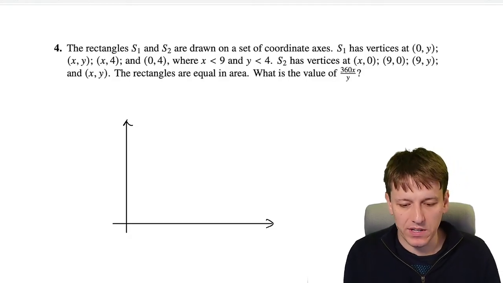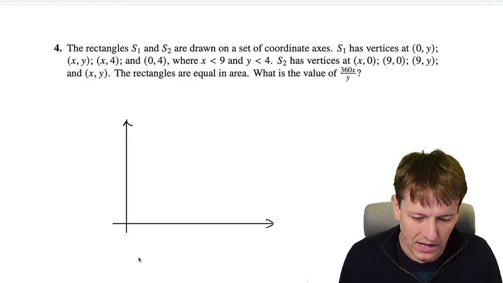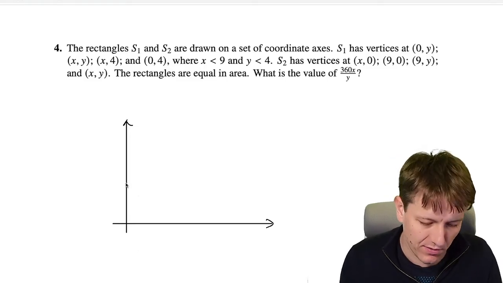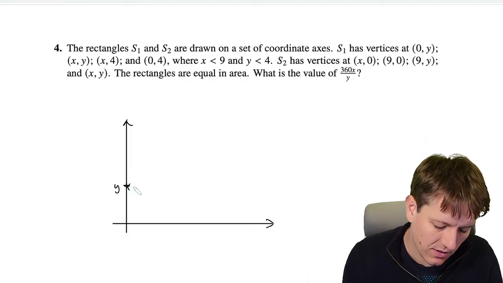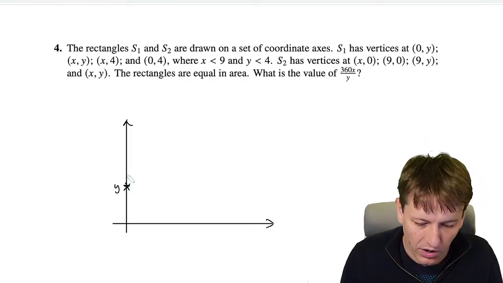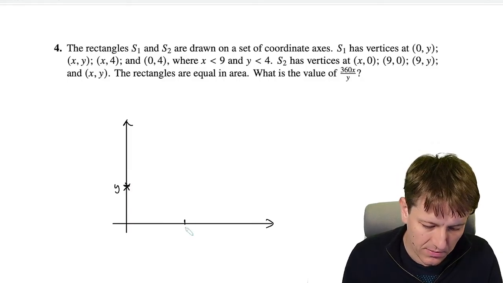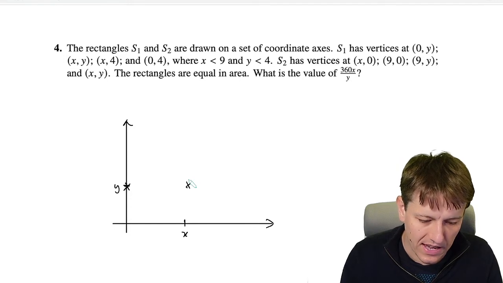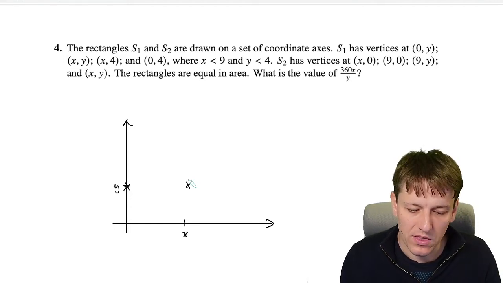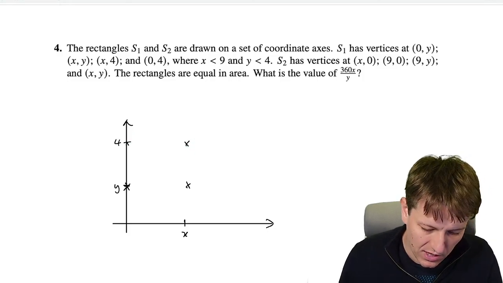Right, so let's draw a diagram for this one. We've got rectangles S1 and S2. S1 has vertices at 0, y, and y is going to be less than 4, so I'm going to put y somewhere here, so that's one point there at 0, y, and then also at x, y, so let's make x a point here, and then also at x, 4 and 0, 4. Now I know that 4 is bigger than y, so 4 can be somewhere up here.